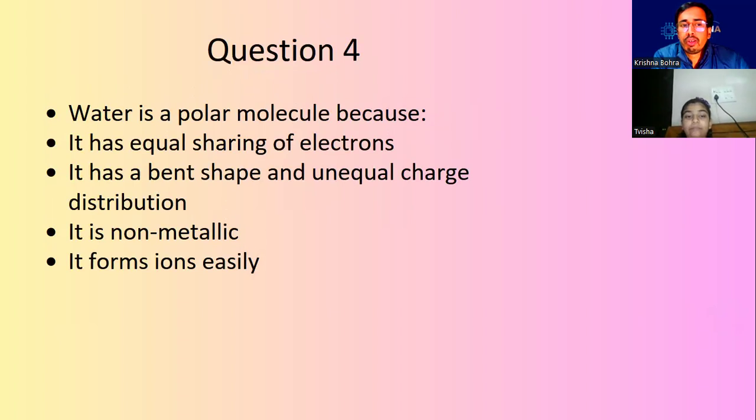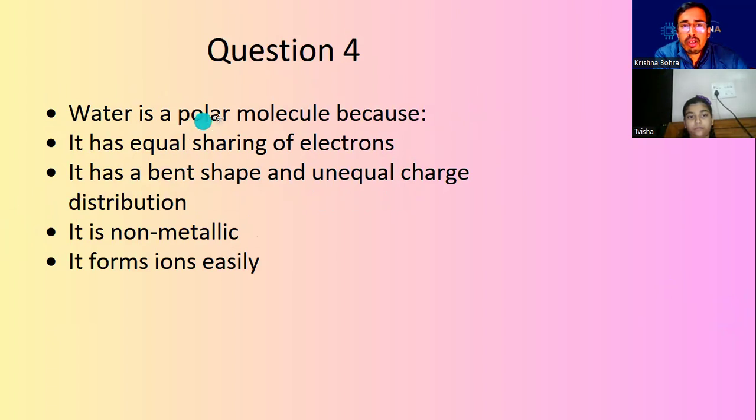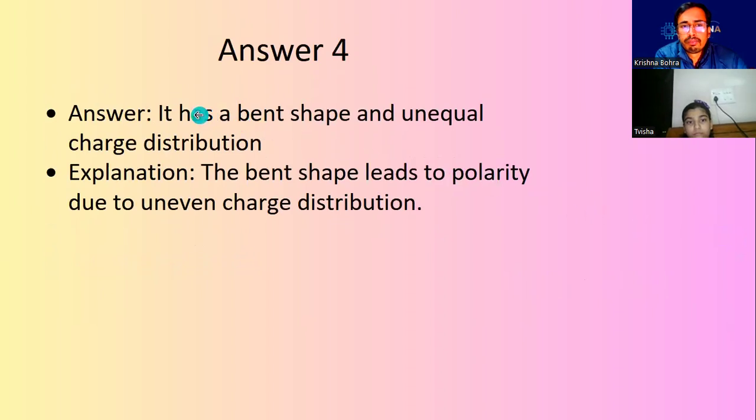Water is a polar molecule because it has equal sharing of electrons; it has a bent shape and unequal charge distribution; it is a non-metallic; it forms ions easily. The question was, water is a polar molecule, it has equal sharing of electrons, or it has a bent shape and unequal charge distribution. So I think option B would be the correct answer.